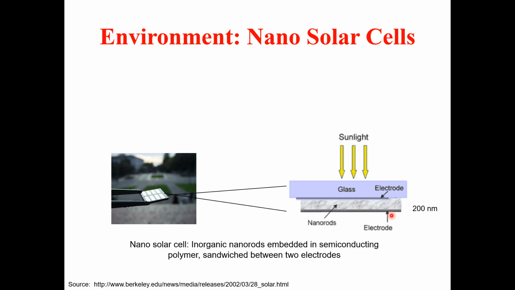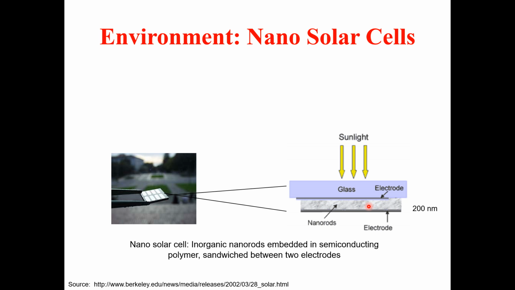Here you can see this is the first electrode and this is the second electrode. And here we have the nanorods, the inorganic nanowires, sandwiched between the two electrodes. And here we have the glass that is used for the light to shine through. When the light shines, it comes inside, and then we have the rest of the arrangement, just like for an ordinary solar cell.